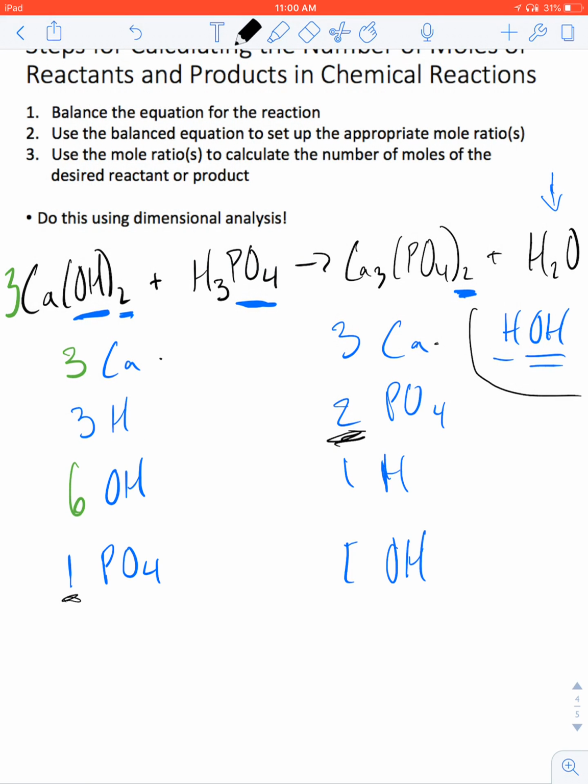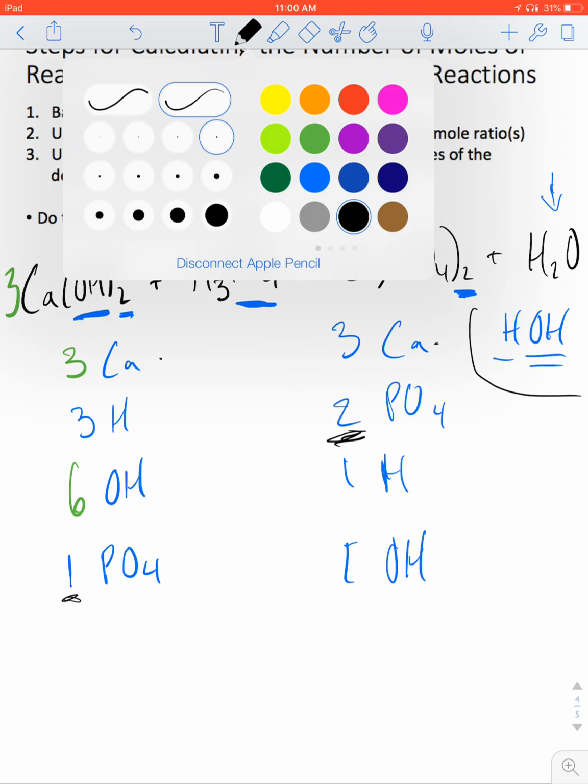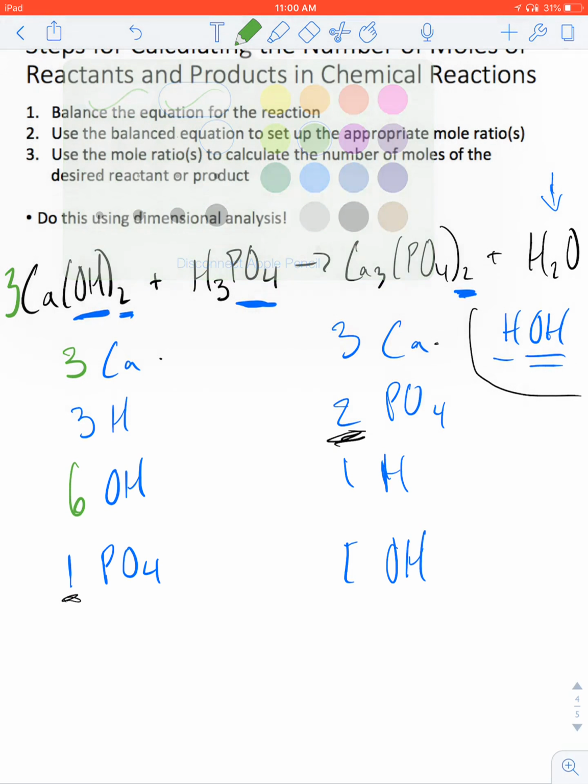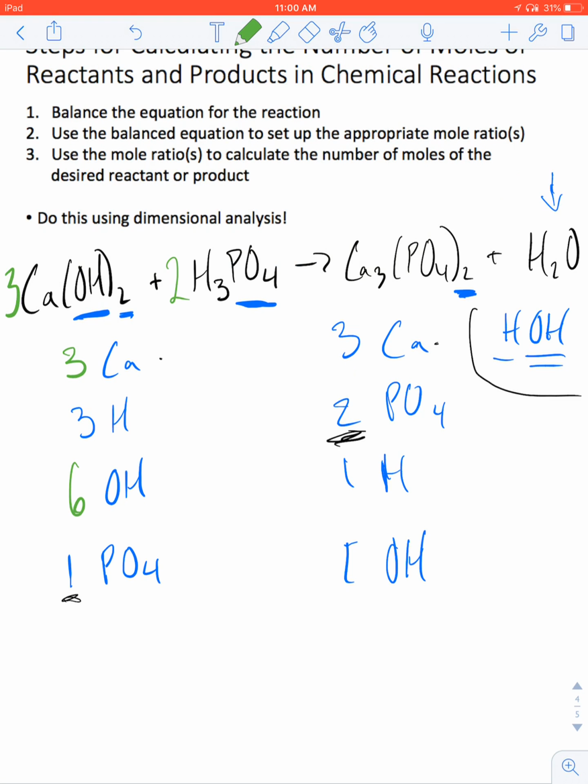So I need to put a 2 in front of our phosphoric acid to give us 2 phosphates on the left side. This is also going to change the number of hydrogens on the left side. 2 times 3 will give us 6 hydrogens.